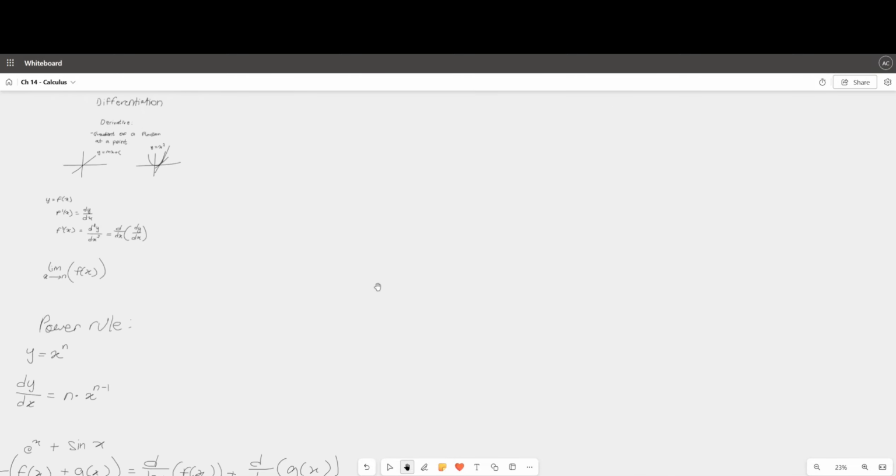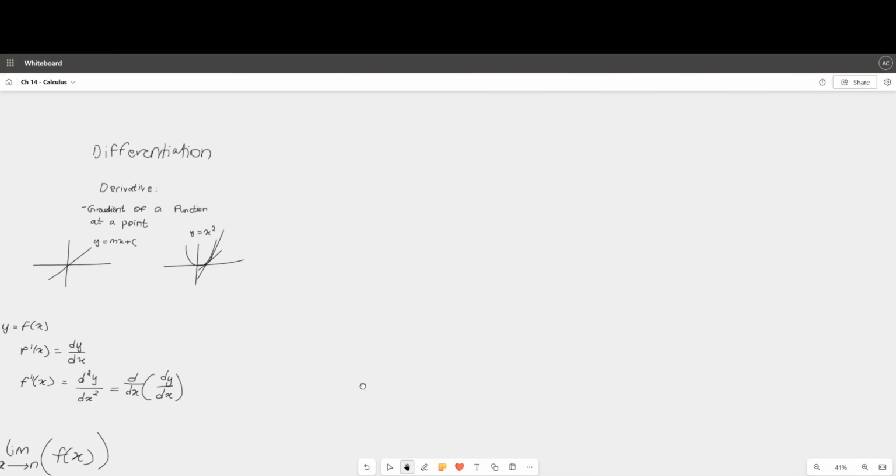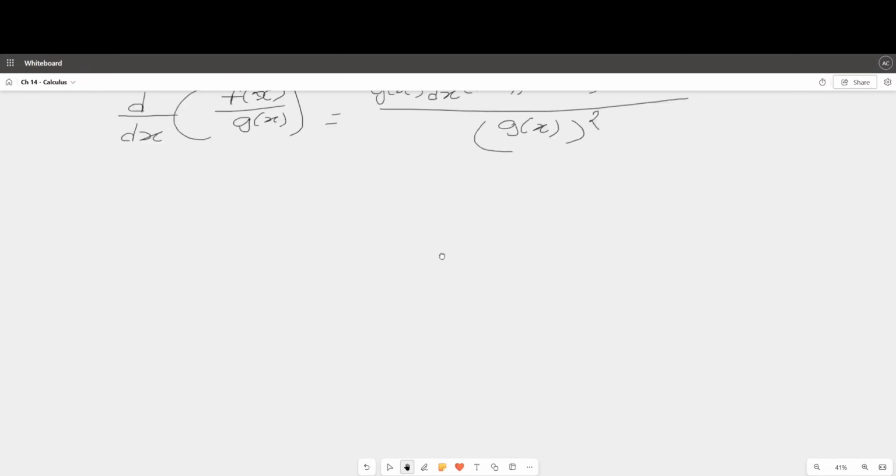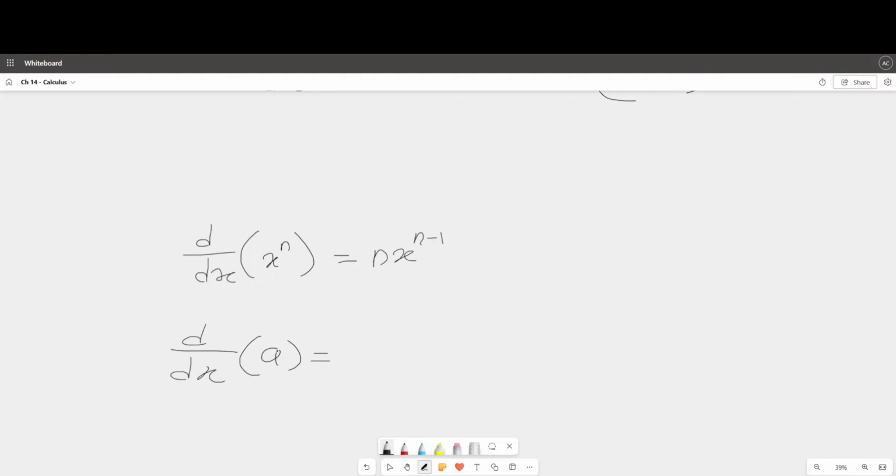Okay, now moving on to, I'll just do some basic derivatives here for some simpler functions. So we discussed x to the power n, but I'll just do that again. So the derivative of x to the power n is n x to the power n minus 1. Now, the derivative of a constant, let's say a, so a is any constant, is 0. Now, why is that?